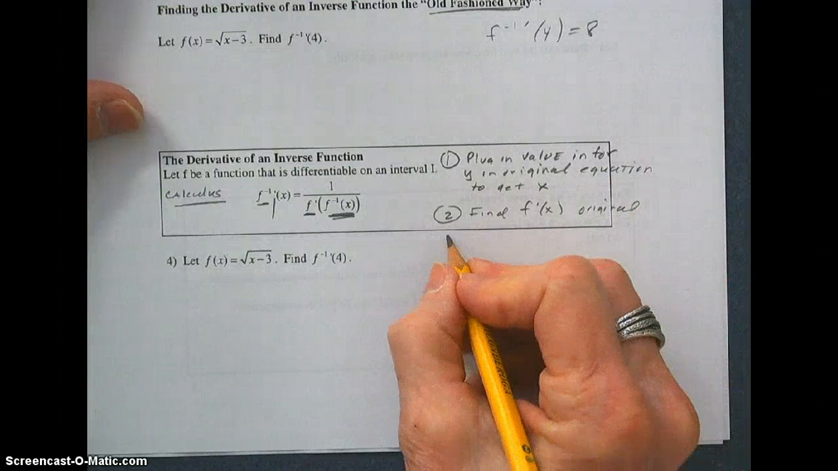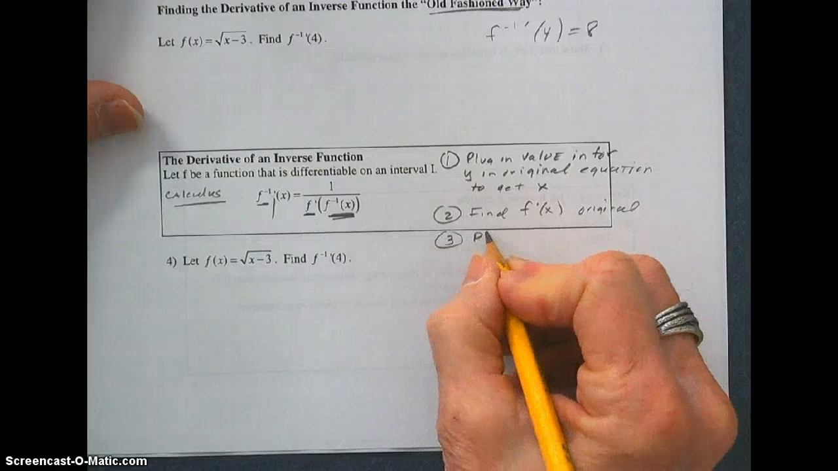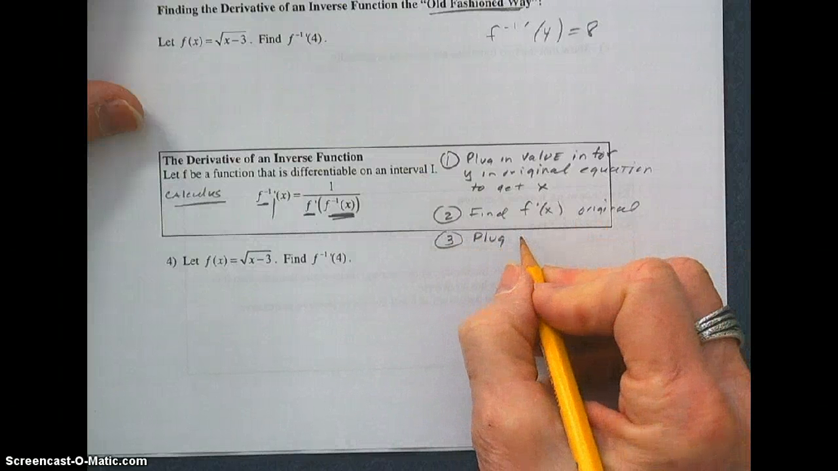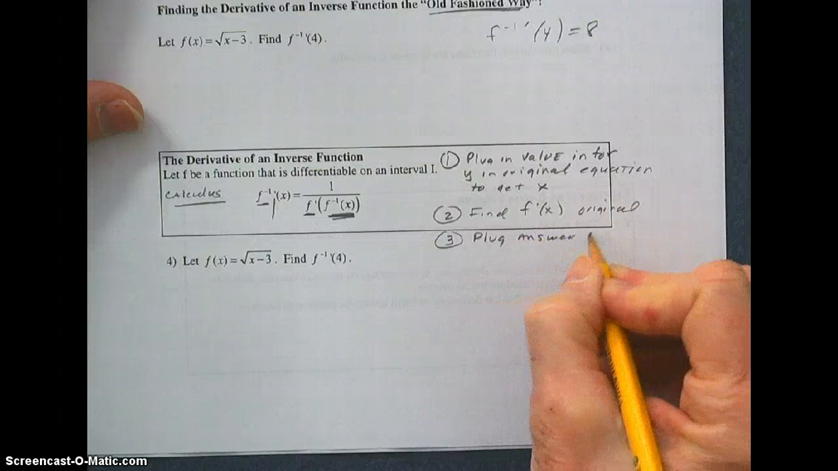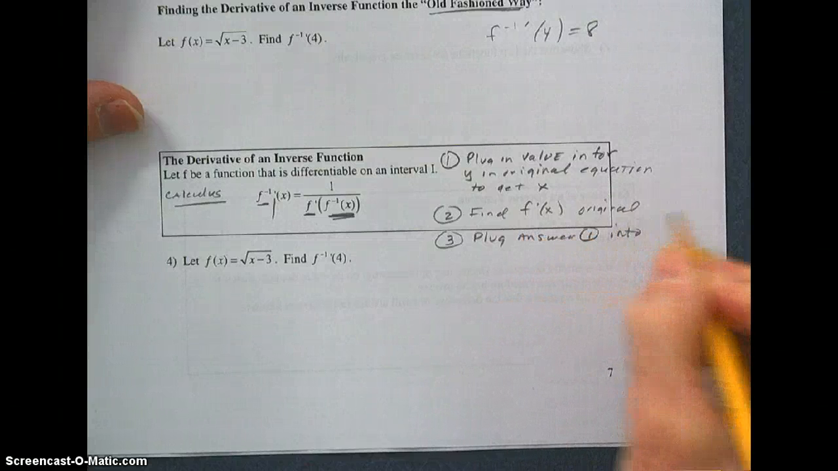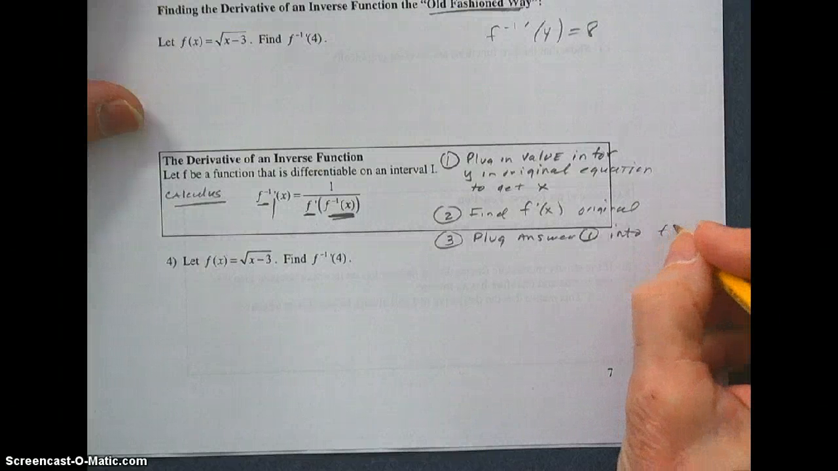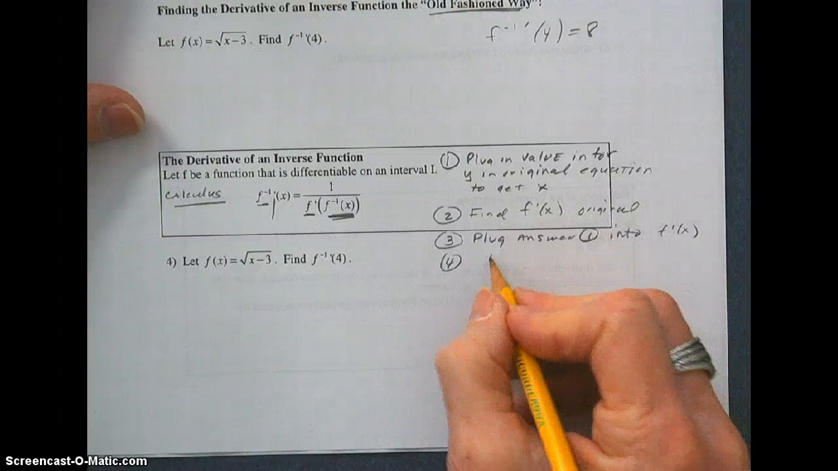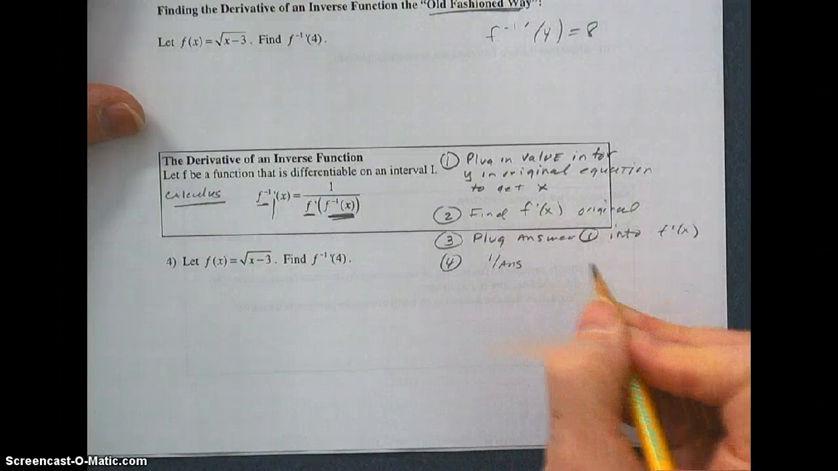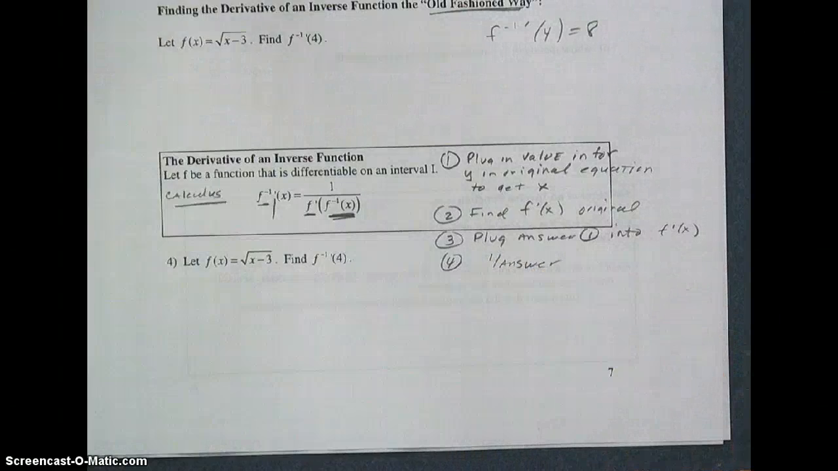And then third, you'll plug that value that you got from step 1 into the derivative. And then finally, you'll take 1 over that answer. Okay, so it's quite a process.